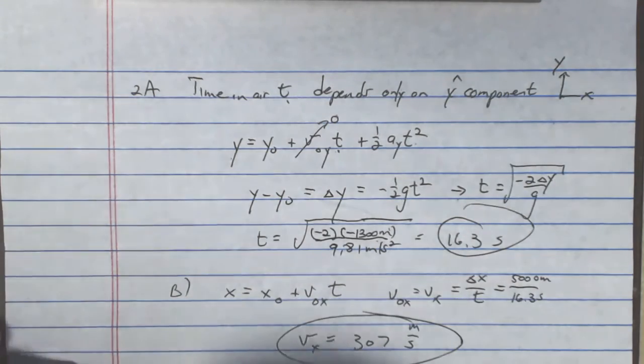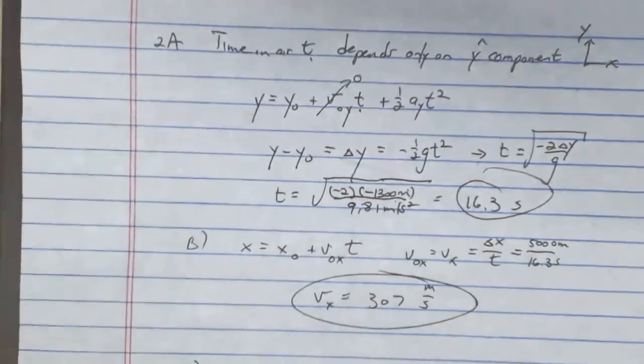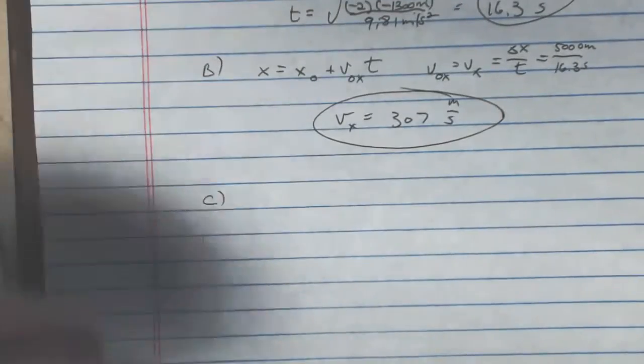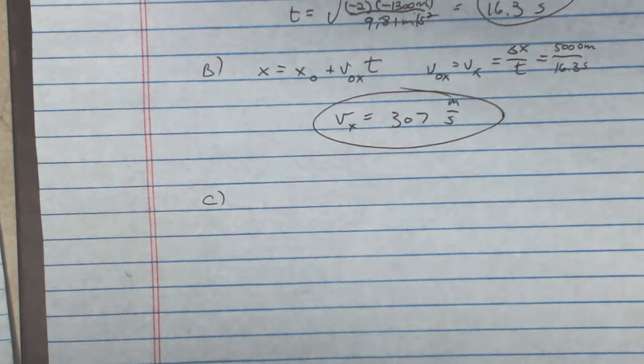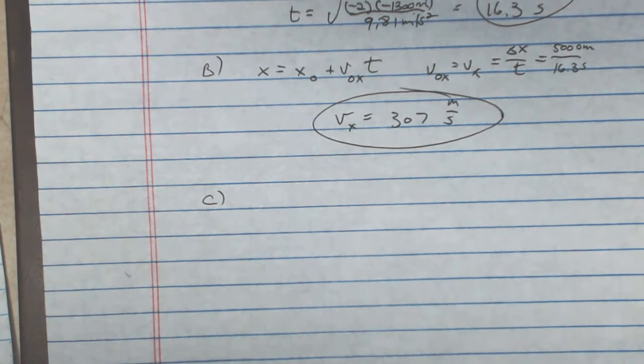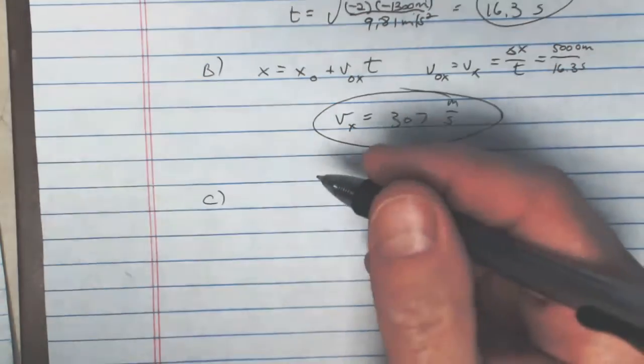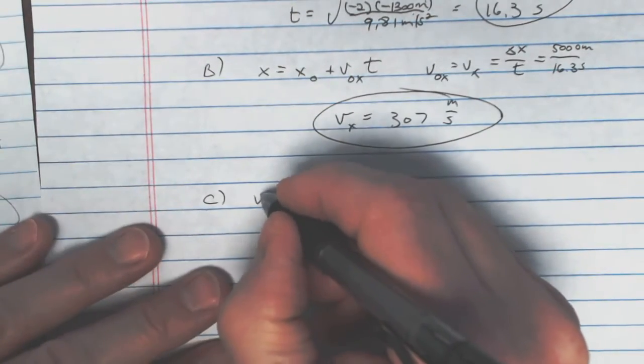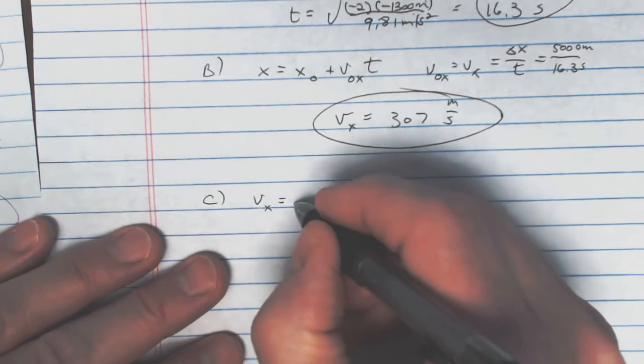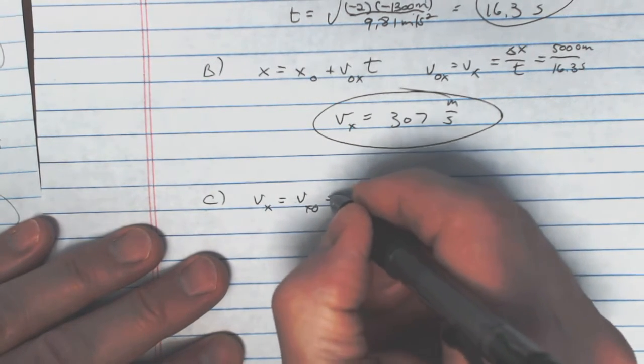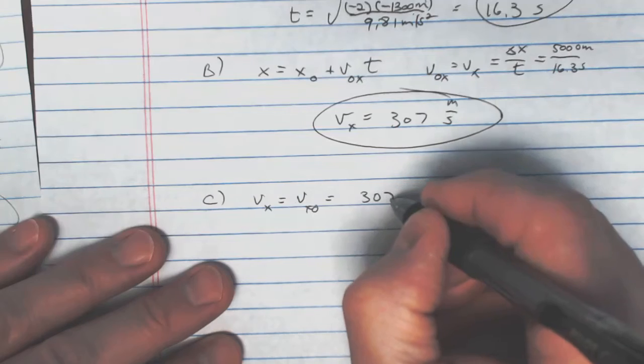Okay, which brings us then to part C. In part C, we're asked to find the velocity when the rock lands in the river, when it hits the river, in magnitude and angle in degrees below horizontal. Well, it's easy to start with the velocity in the x direction because we know that's constant, 307 meters per second.